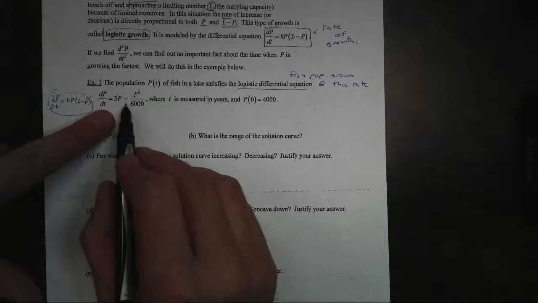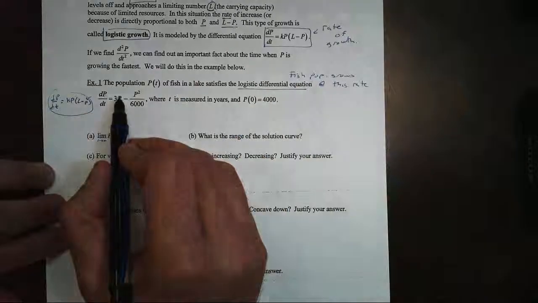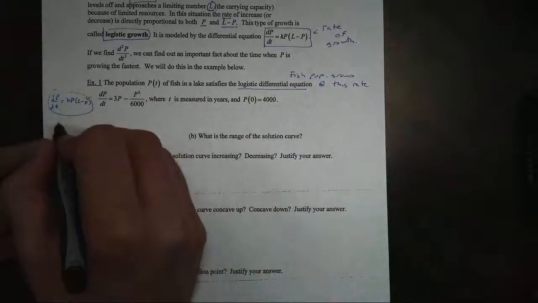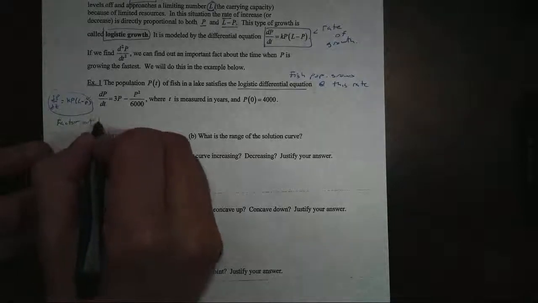Now, this is my population growth. This is my logistic differential. But it's not looking like I want it to. So I'm going to have to factor out a couple things. One, I can factor out a P. Two, I want P to be by itself, so I'm going to factor out the 1 over 6,000 as well. So I'm going to factor out P over 6,000 right here.